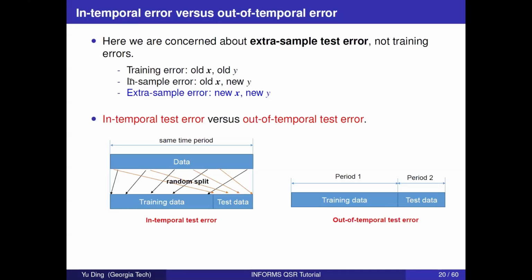The in-temporal is like if you do randomized cross-validation, the testing data and the training data come from the same time period, and they maintain more or less the same kind of autocorrelation structure, because the test data comes from the neighborhood.